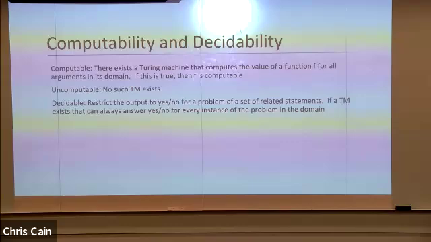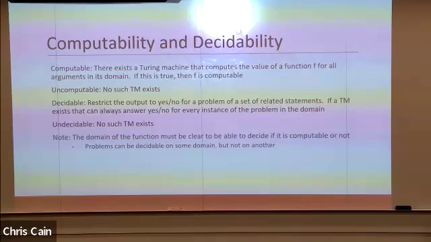Decidable, on the other hand, is rather than computing the output of a function, now we just need a binary yes or no. So the problem is now a yes/no problem. If the Turing machine can answer yes or no, then that problem is decidable. If it cannot, then it is not decidable. What makes this really interesting is we can keep the problem constant and change the domain, and that can change the answer to these questions. So the domain must be clear to be able to decide if it's computable or not. But of course, problems can be decidable on some domain, but not on some other domain, which is very interesting.